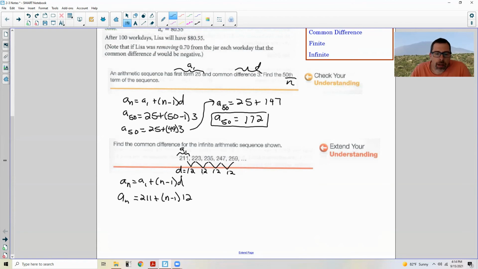All right. But what's the question say? Find the common difference. So it is D equals 12. So I explained a little more than what was asked there, but there's nothing ever wrong with that.